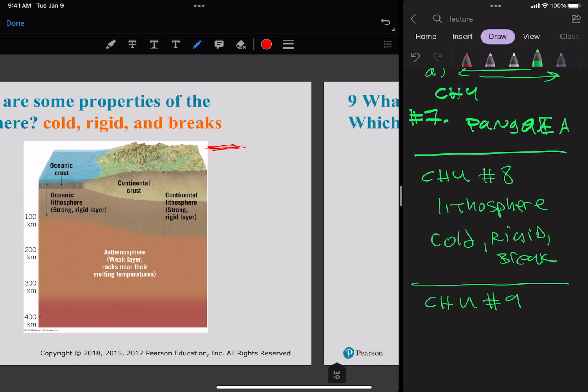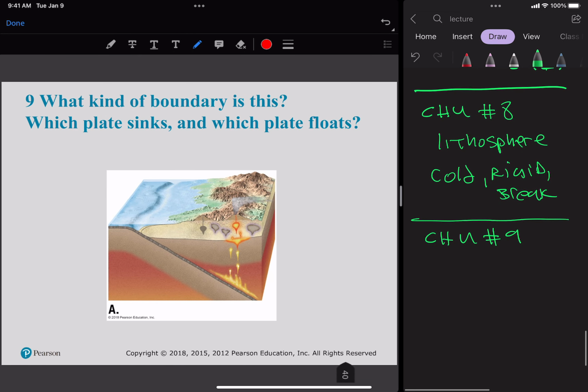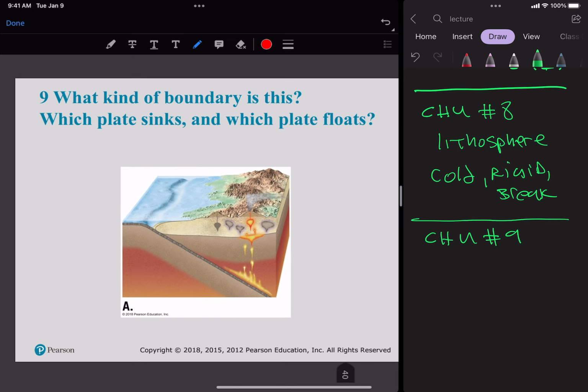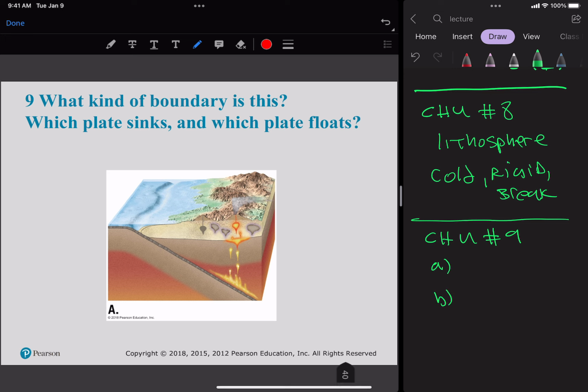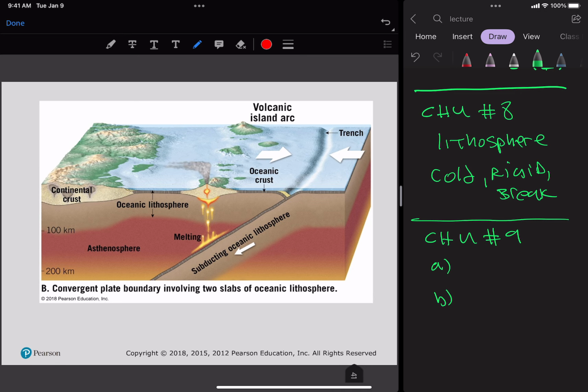Okay, next question, chapter 4, number 9. What kind of boundary are you looking at here? And an extra question, so A, the name of the boundary, and B, which plate sinks here and which plate floats. So those are hints. So you're looking at a convergent boundary. And at a convergent boundary, in this case here, it is the oceanic plate that sinks, and it is the continental plate that floats upwards.